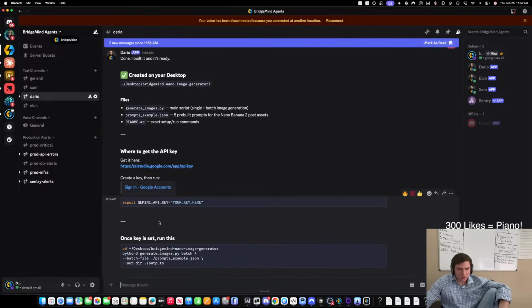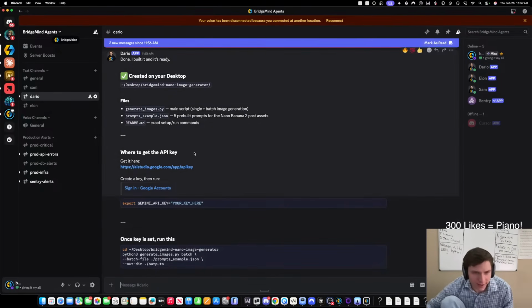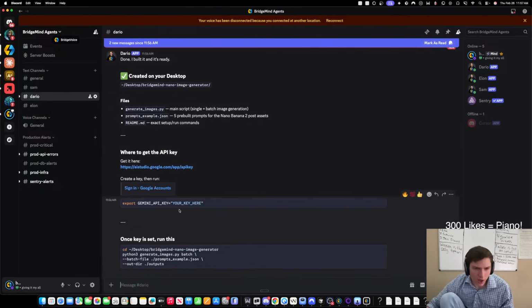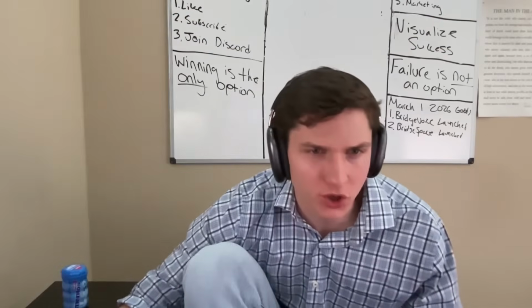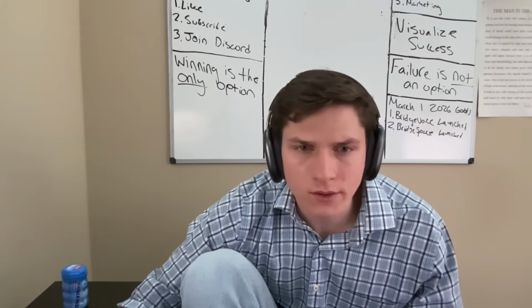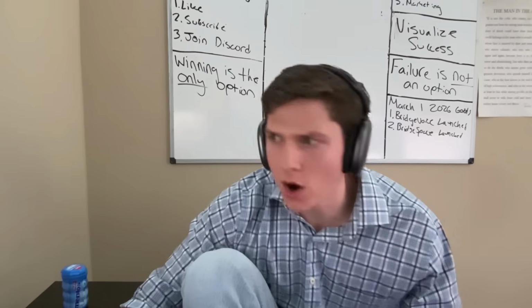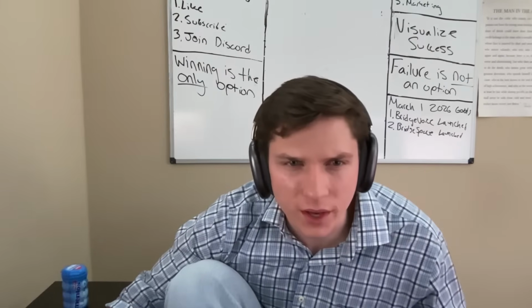Wow. All right, so it said done. I built it and it's ready. So on my desktop, there is now a new script called BridgeMind Nano Image Generator. So all I need to do is get my key here. So let's go grab it real quick. I'm gonna go generate an API key. Okay, and then I need to set up billing.